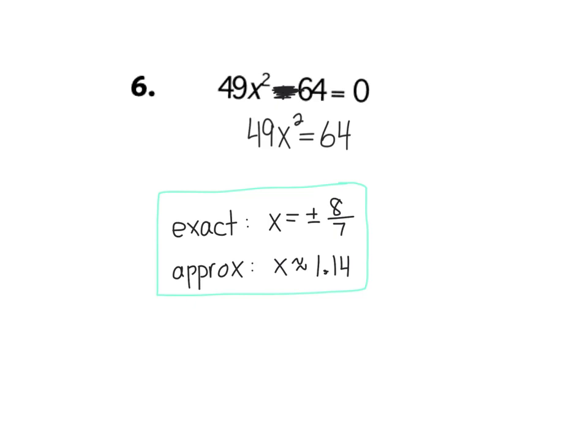Okay, your exact answer should have been x is equal to plus or minus 8 over 7. The approximate answer, when I plug in 8 over 7 into my calculator, I get a decimal that goes on forever. So if we're rounding to the nearest hundredth, that's going to be the second number after the decimal place. So it's 1.14. Notice how I use these little squigglies right here? That indicates right away that that's an approximation, not an exact answer. So x is approximately, is how you would say that out loud, 1.14.